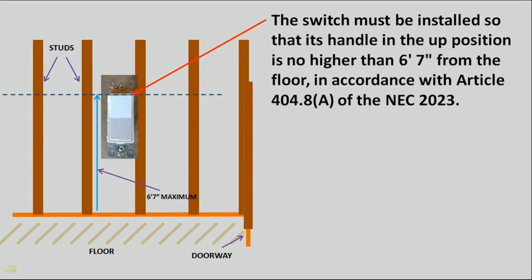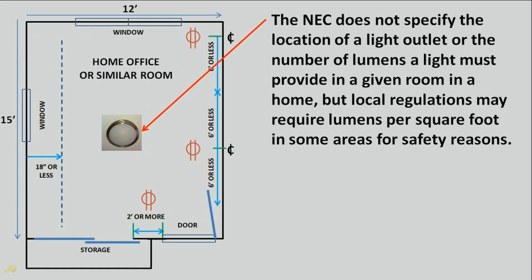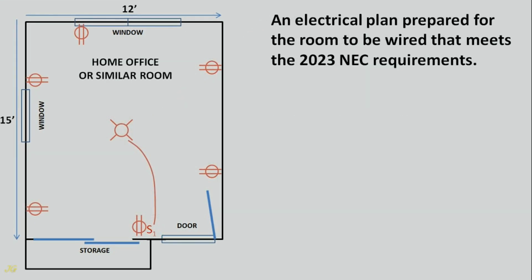The switch must be installed so that its handle in the up position is no higher than 6 feet 7 inches from the floor, in accordance with Article 404.8(A) of the NEC 2023. The NEC does not specify the location of a light outlet or the number of lumens a light must provide in a given room in a home, but local regulations may require lumens per square foot in some areas for safety reasons. An electrical plan prepared for the room to be wired that meets the 2023 NEC requirements.